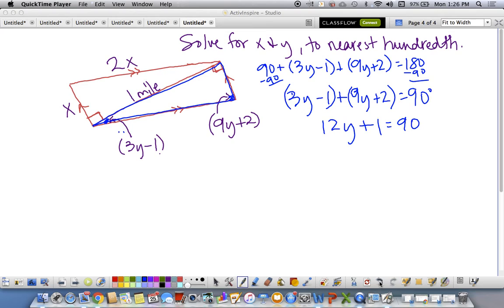Subtract 1. So 12y equals 89. Is that the answer? No, you have to solve for it. Solve for y. What do you do?